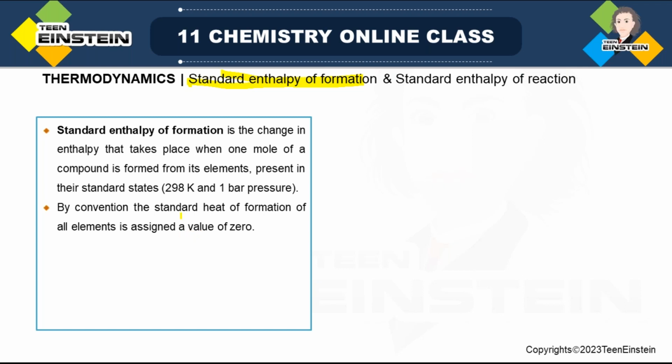So what is the definition? Suppose I am saying standard enthalpy of formation for carbon dioxide is X kilojoule per mole or joule per mole, whatever. What I am trying to say by this statement is that it is the change in enthalpy that takes place when 1 mole of a compound, so for CO2, when 1 mole of CO2 is formed from its elements present in their standard state.